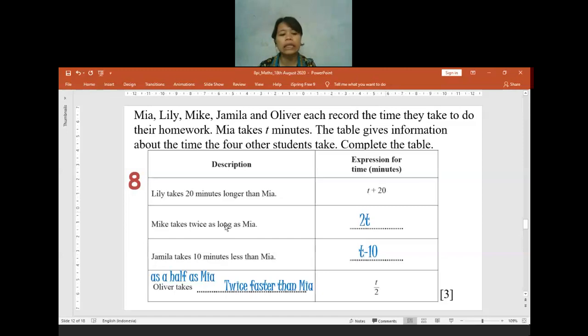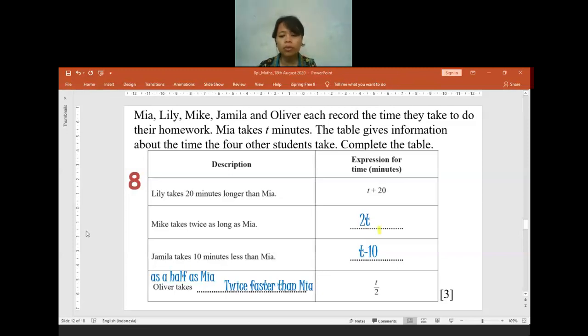And then for the question B, Mike takes twice as long as Mia. Twice, so it means we have to multiply it by 2. Twice means 2 times, right? So it will be 2 times t. 2 times t will be equal to 2t. You cannot write it as t square. The answer has to be 2t, or you can write it as t2, it's okay. But if you write it as t to the power of 2, no, it's not okay.